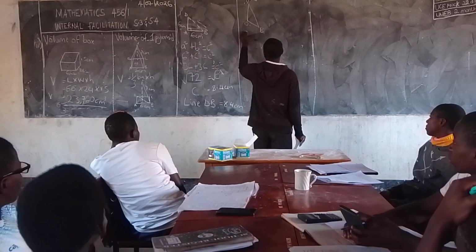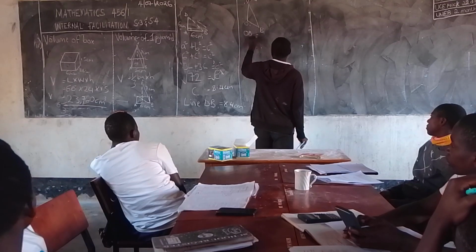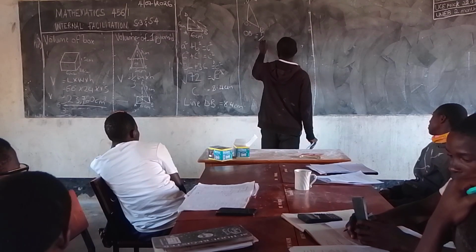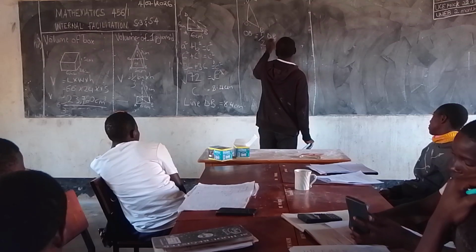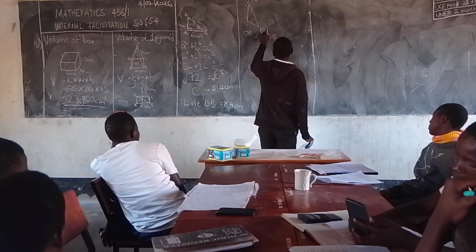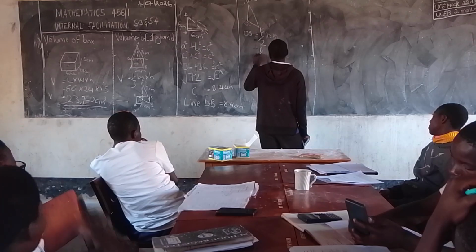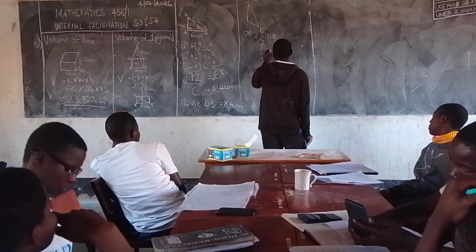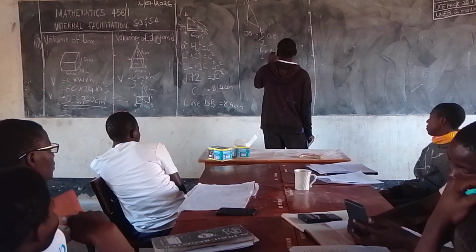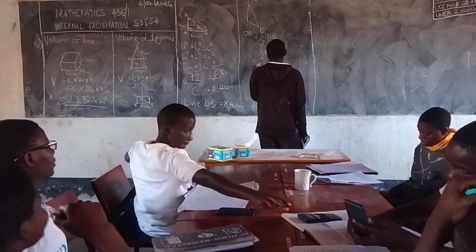How do you get OB? Half of DB, which is half of 8.4.